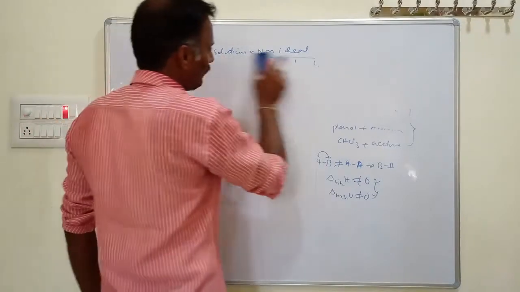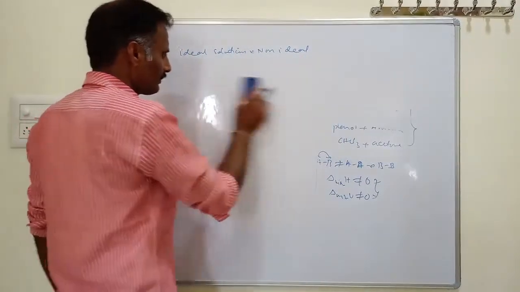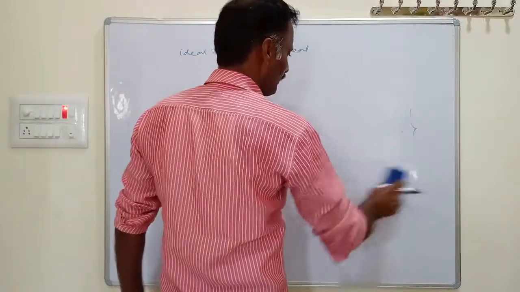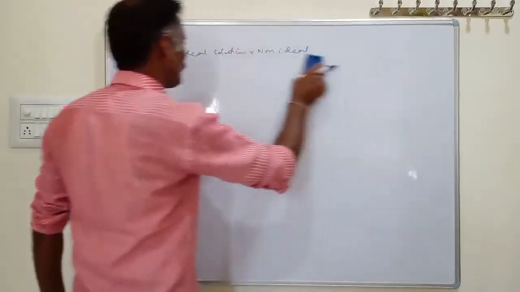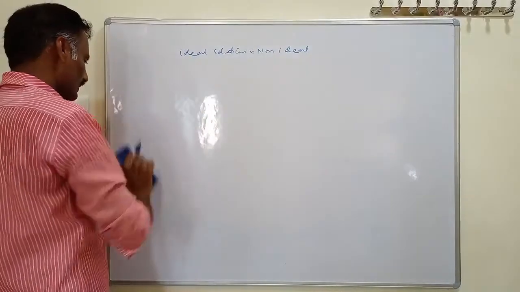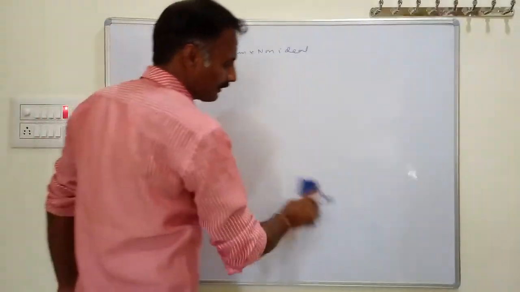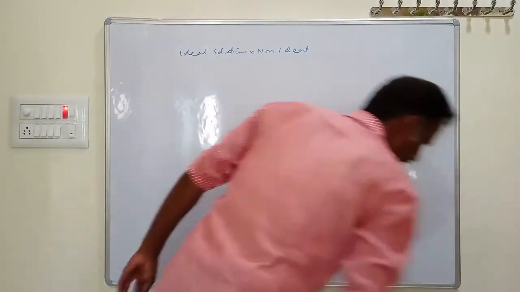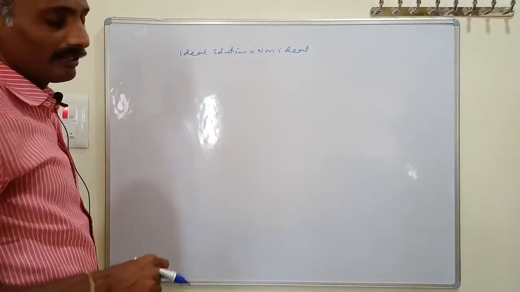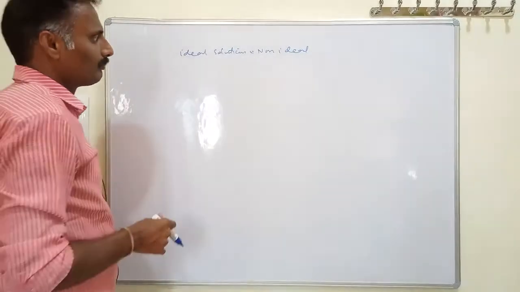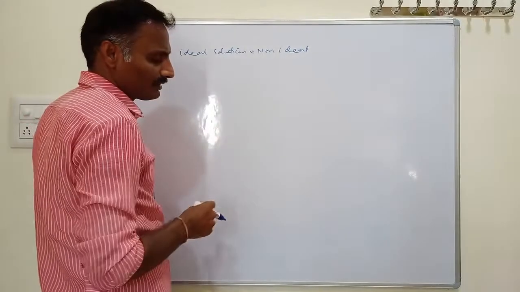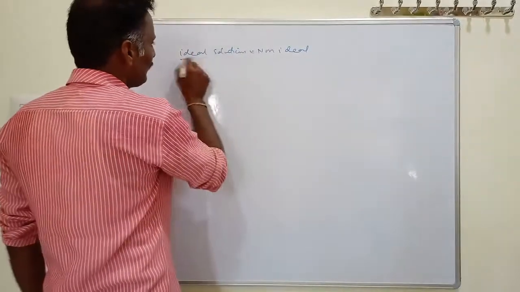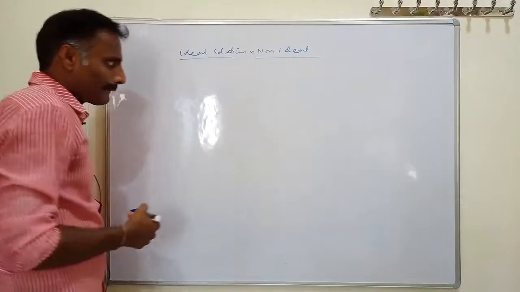A solution which obeys Raoult's law over the entire range of concentration is called an ideal solution. A solution which does not obey Raoult's law over the entire range of concentration is called a non-ideal solution. In ideal solutions, delta H mixing equals 0 and delta V mixing equals 0. But in non-ideal solutions, delta H mixing is not equal to 0 and delta V mixing is not equal to 0. Like that you write ideal solutions and non-ideal solutions.